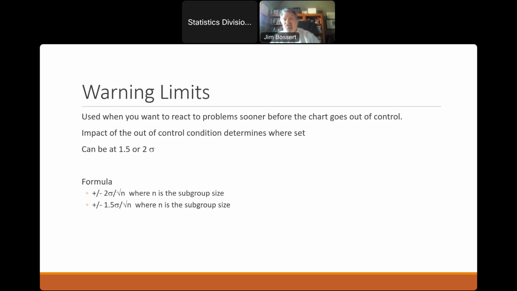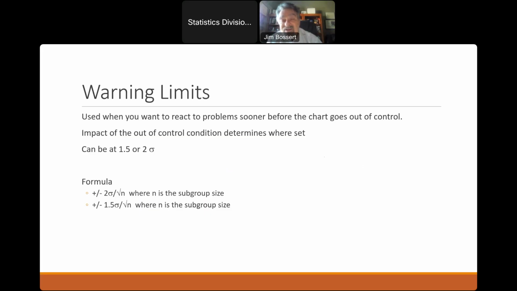Let's talk a little about warning limits. I mentioned them briefly in the beginning. Warning limits are there when you want to react to a problem sooner. Usually it is set at 2 standard deviations or 1.5 standard deviations. If I go with 2 standard deviations, I'm going to have a 5% alpha risk. If I go 1.5 standard deviations, my alpha risk is a little bit bigger.